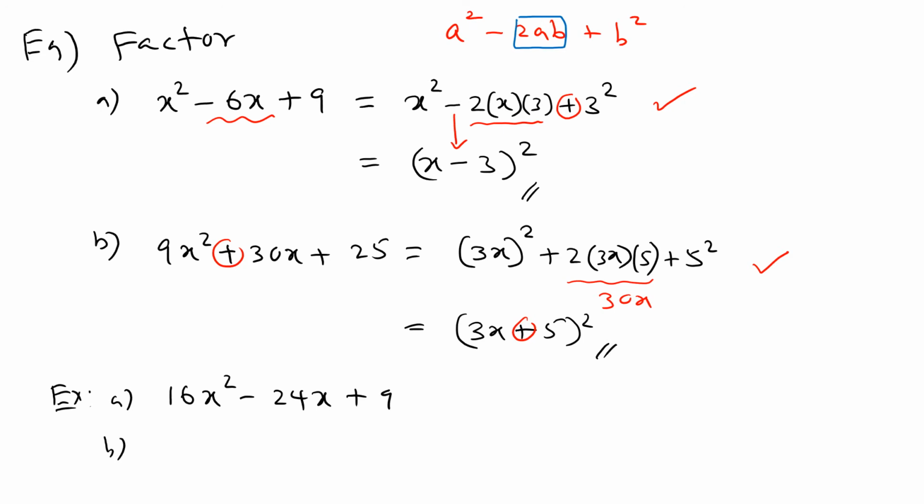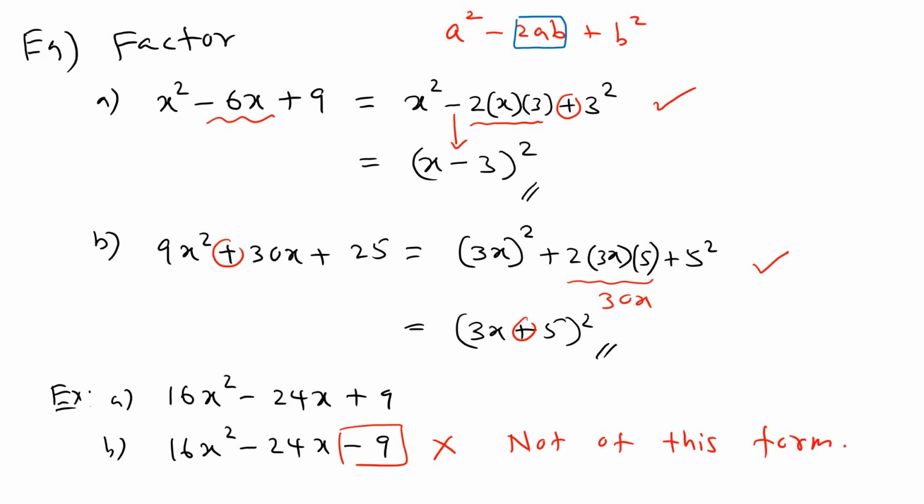How about this one? Can you do the same thing with x squared minus 24x minus 9? You can see that you cannot, because there's a negative sign there. That means it's not in this perfect squares form. So this is not of this form. So for these problems you cannot use this argument, because there's a negative sign here.